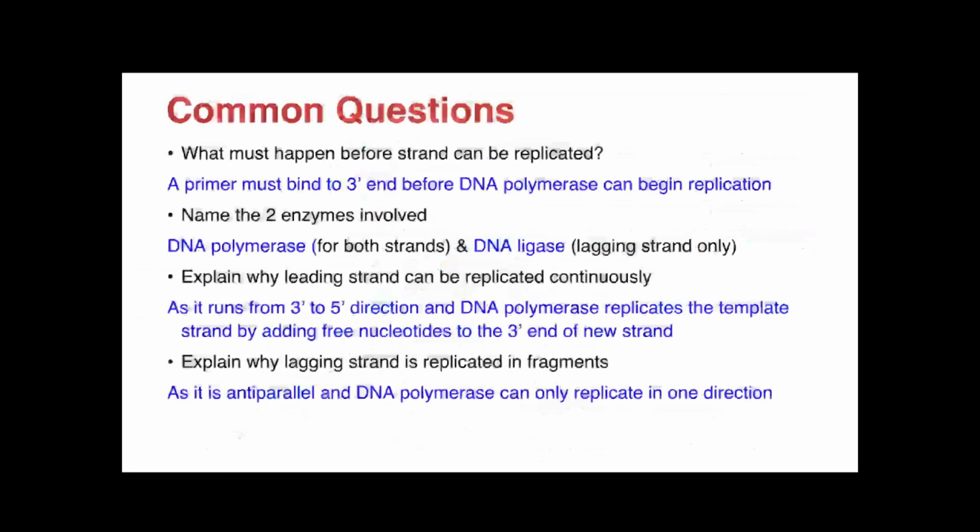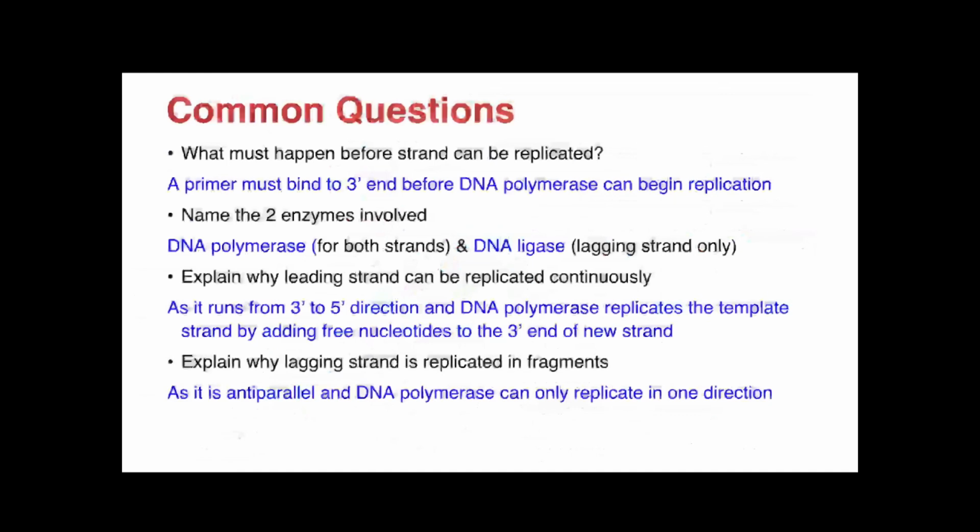If you're asked to explain why the leading strand can be replicated continuously, simply say that it runs from the 3 to 5 direction, and the DNA polymerase replicates the template by adding nucleotides to the 3' end of the new strand. So this means by saying that it's also running from 3 to 5.